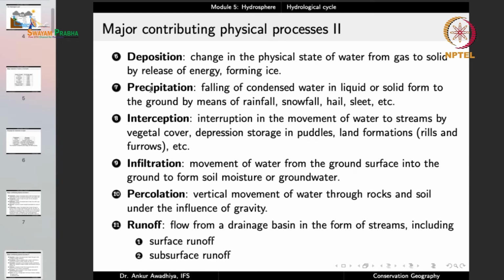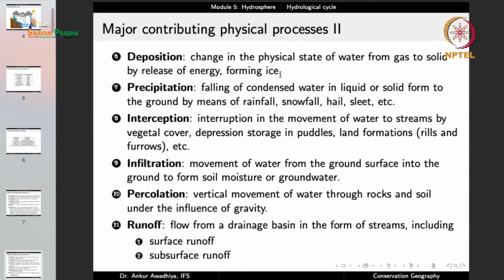forming ice. Then we have precipitation, which is falling of condensed water in liquid or solid form to the ground by means of rainfall, snowfall, hail, sleet, etc. So the falling of the condensed water either in liquid form such as rainfall, or in a solid form such as snowfall or hailstones, or a mixture such as sleet. Now sleet is a mixture of water and snow.